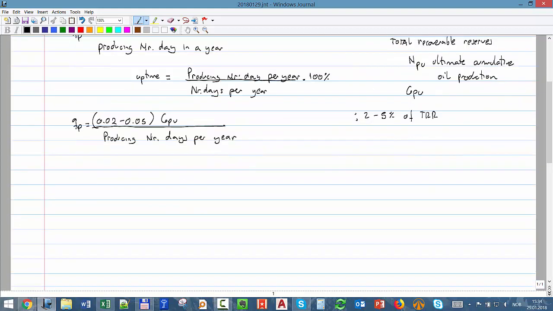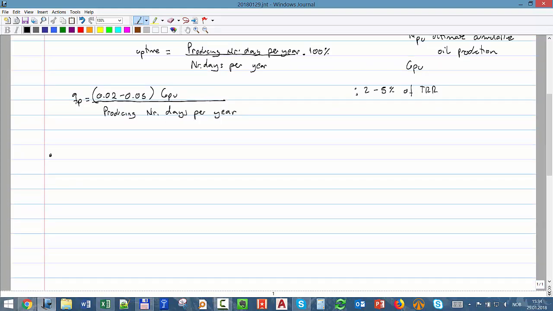Now, expanding a bit the discussion that we had last class. Remember that we said you don't have to look only at the main product, if it's an oil field at the oil production, or if it's a gas field at the gas production, but you also have to look at the associated products that come with it. That means the gas and the water, or the oil and the water. Why did I say that? Why do we have to take care of these products?